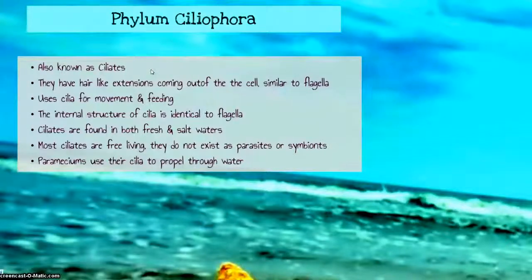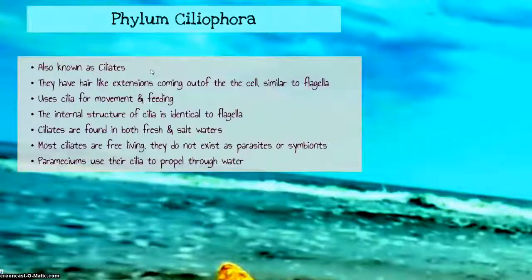In the phylum Ciliophora, they're also known as ciliates, as I said before, and they have hair-like extensions coming out of the cell, similar to flagella, but with flagella there's only like 1 or 2. Here we have like hundreds, around the whole cell. They use the cilia for movement and for feeding, so they grab whatever they're eating and it goes through the oral pore and whatnot, and we'll talk about that later. The internal structure of the cilia is identical to the flagella, but as I said before, there's a lot of cilia, and with flagella, there's like 1 or 2.